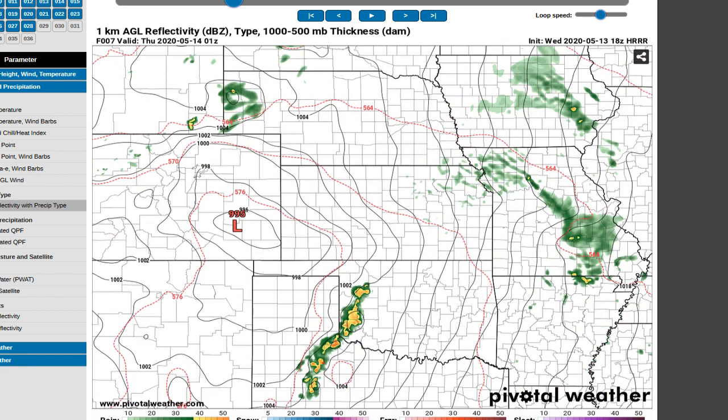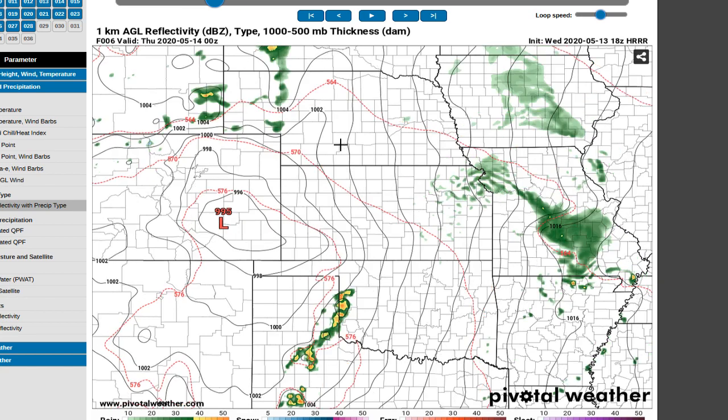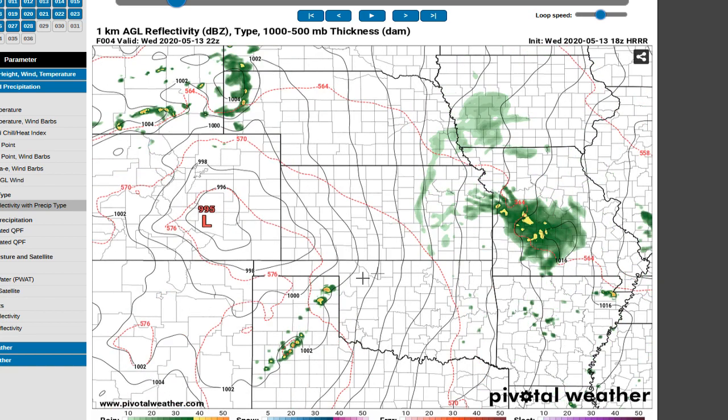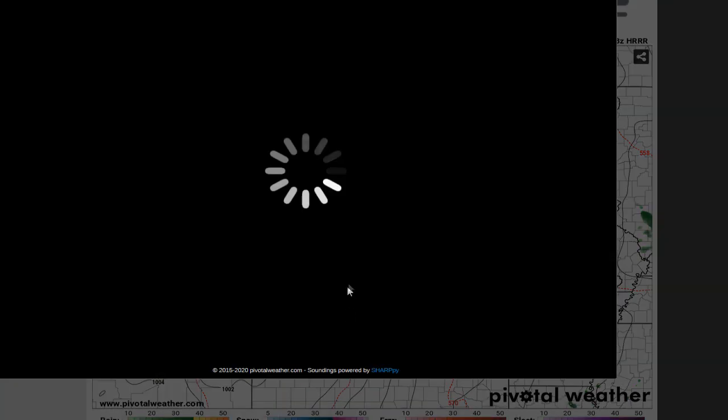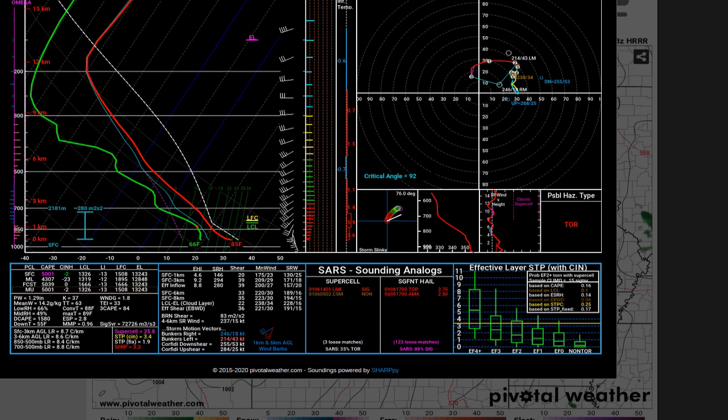And what we see also is numerous cells along that line. The capping is not too much of an issue. Let's look at our soundings ahead of these storms. We'll look at the Elk City, Oklahoma area. It looks relatively uncapped there. So that's going to mean numerous cells and pretty decent shear there.